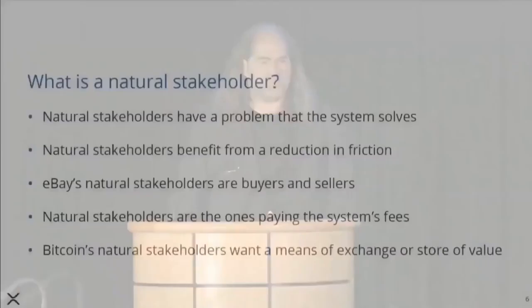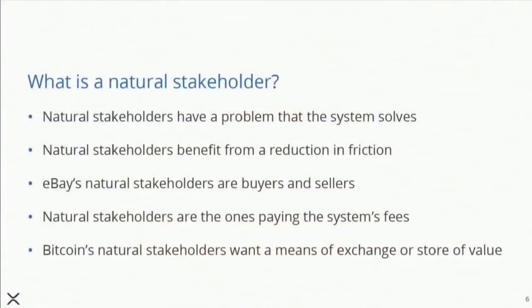When I use the term natural stakeholder, what I mean are the stakeholders whose problem the system is designed to solve. That's a little imprecise because you could argue eBay is designed to solve the eBay stockholders' problems of making money. That's not what I mean. I don't mean the intermediaries who are sort of making money from solving what are fundamentally other people's problems. I mean the people who have a problem that the system solves other than how can we make some money or build a system that solves other people's problems to make money.